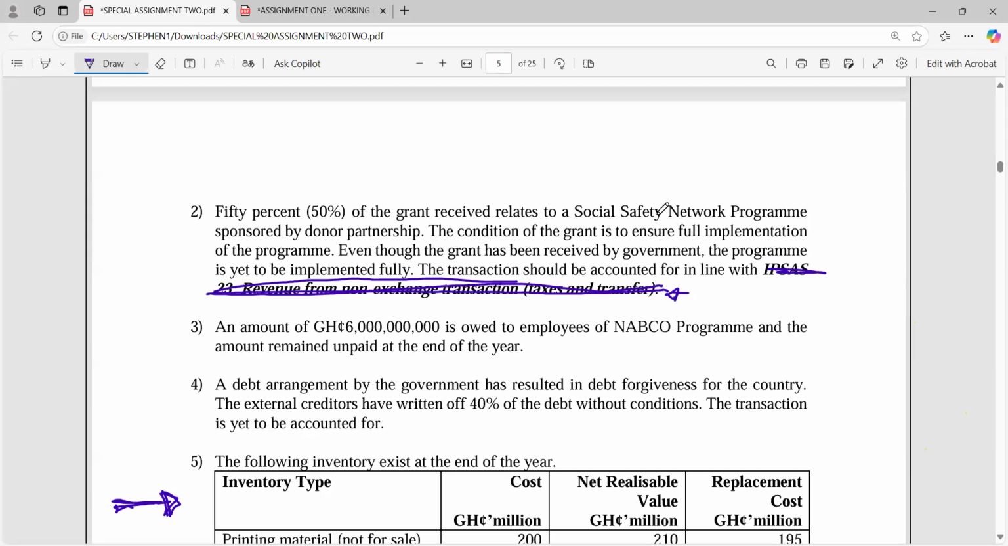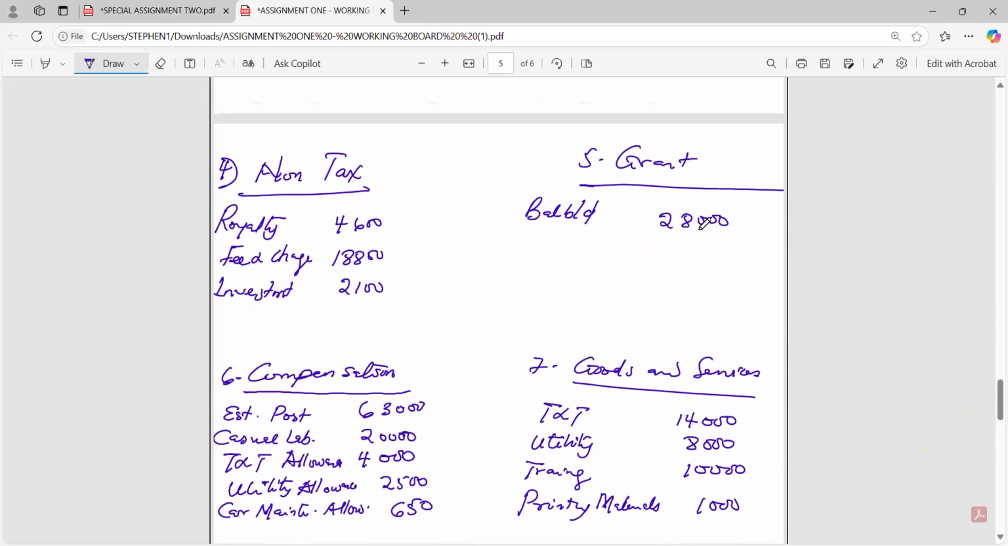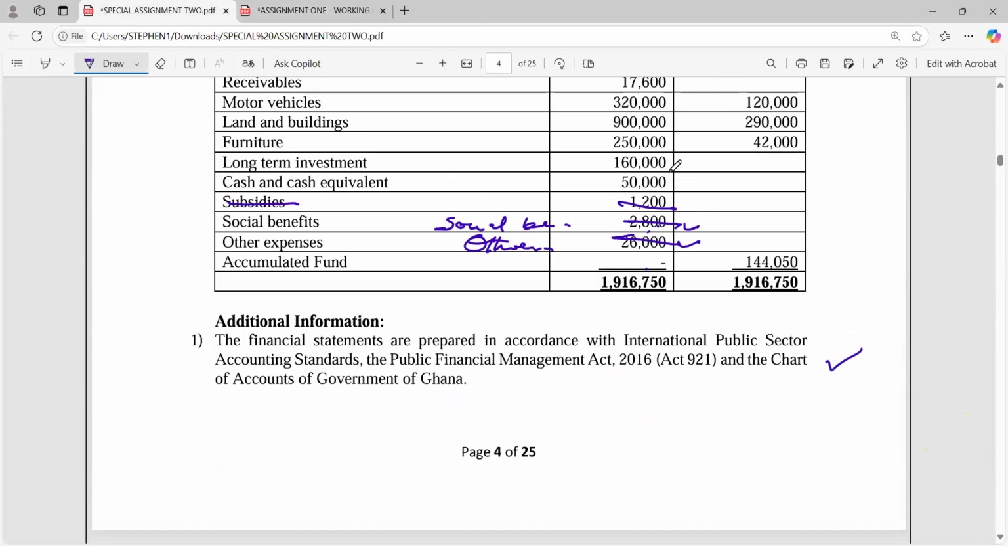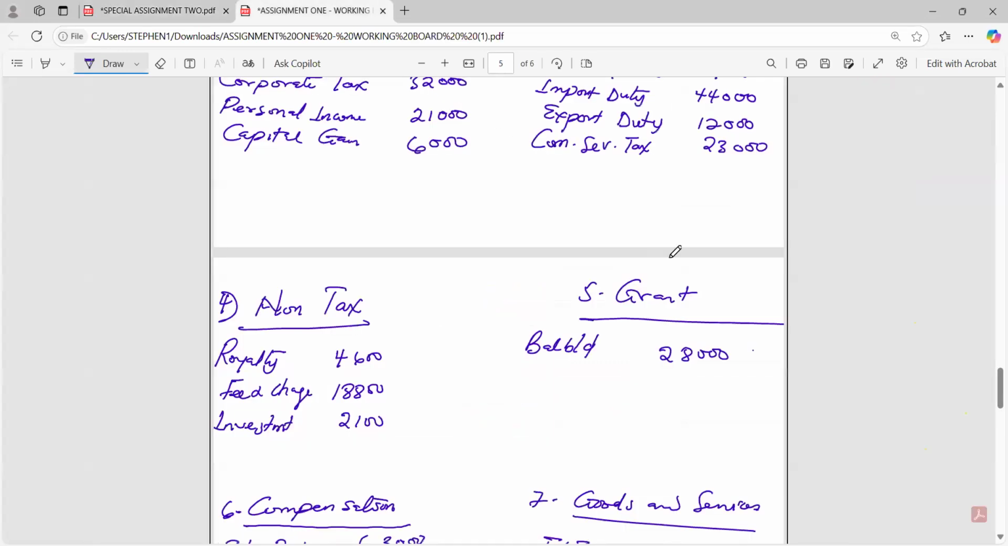So just go to the grant. It is English. They say 50% of the grant received. So go to the grant. How much grant has been received? Or let me take it from the trial balance for you. Grant received, revenue grant. They didn't say revenue, they didn't say grants paid, they said grants received. So 50% of this amount, we've not earned it yet. So just find 50% of this amount and subtract it from the grant.